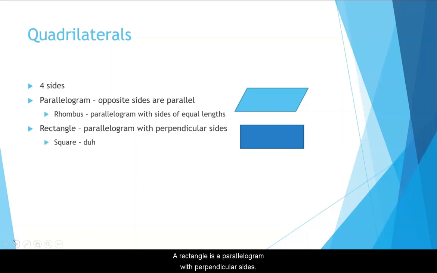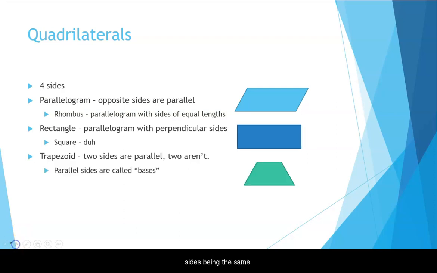A rectangle is a parallelogram with perpendicular sides. So not only are the opposite sides parallel to each other, but also they intersect at 90-degree angles. They intersect perpendicularly. A square is a rectangle with all of the sides being the same.